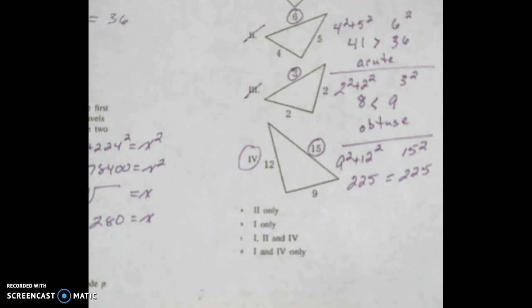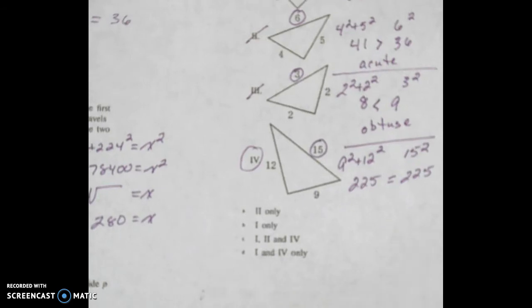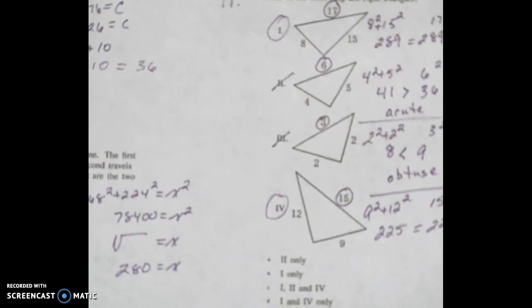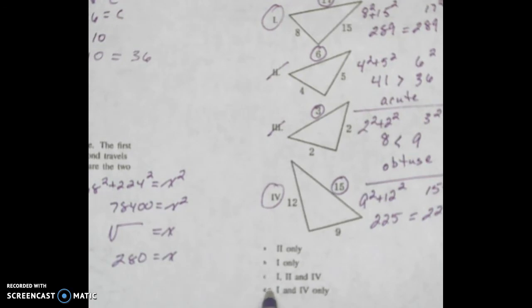The question said, which of the following are right triangles? We've identified that answer choice number 1 and answer choice number 4 are our right triangles. So once you've worked out the problem, just choose the correct answer.